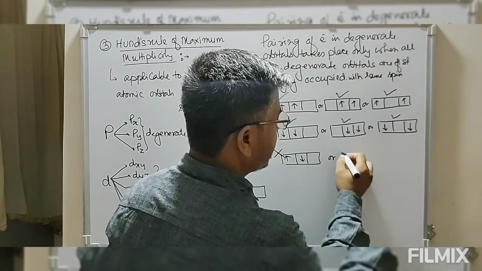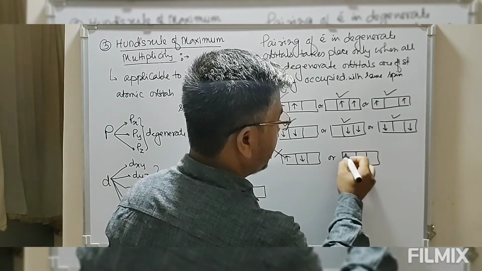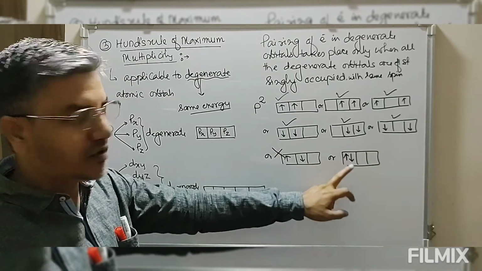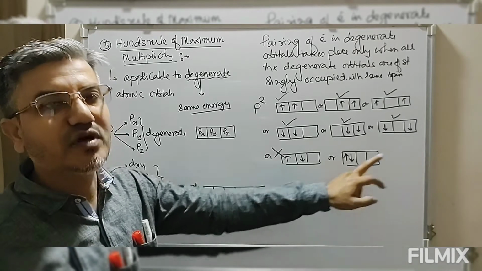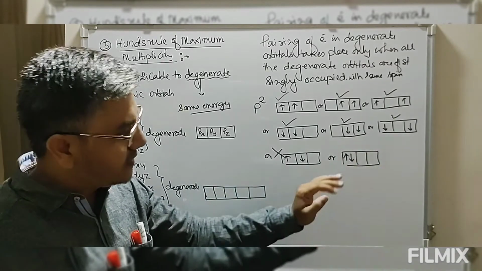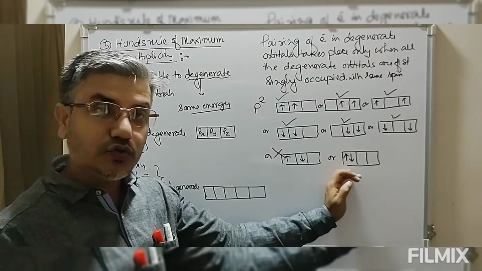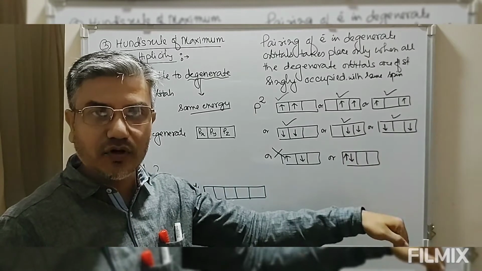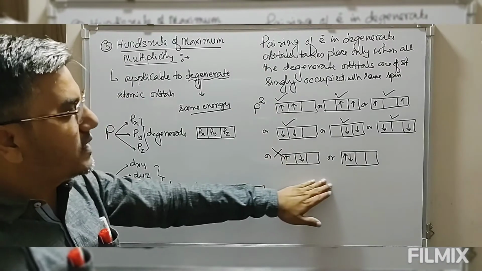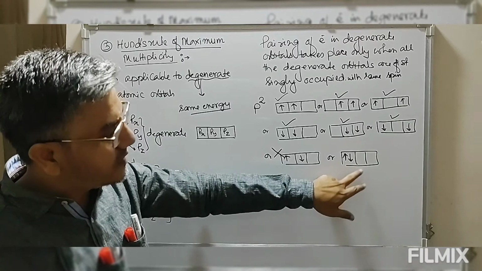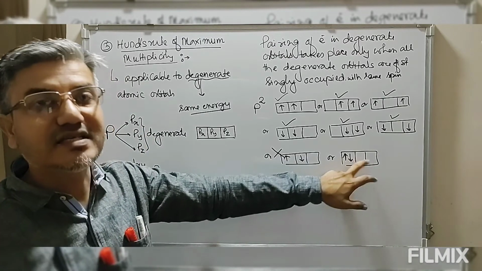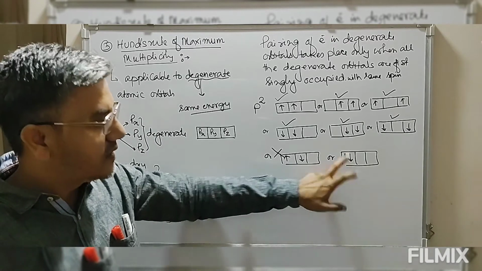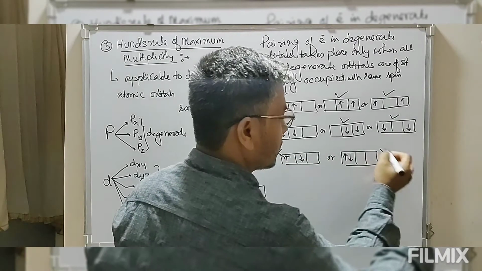Or we can also place two electrons here, in one atomic orbital. This may be px, this may be py, this may be pz. This is allowed according to Pauli's rule, because we have two electrons with opposite spin placed in an atomic orbital. But since these are degenerate orbitals, instead of the other orbitals being singly occupied, we cannot undergo pairing of electrons in this. So this is again not allowed.